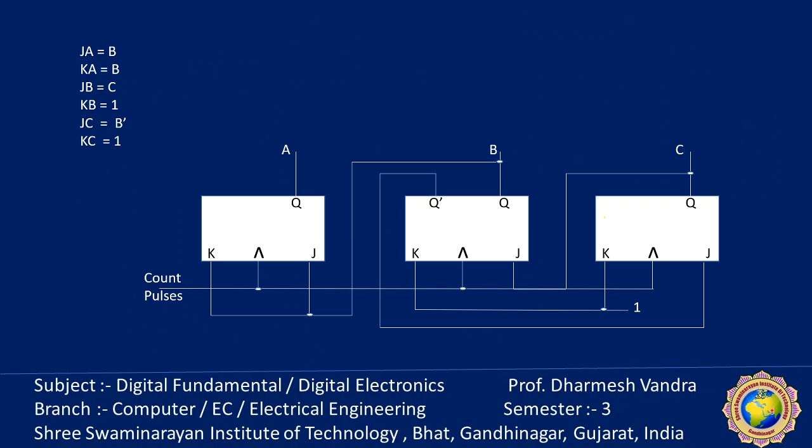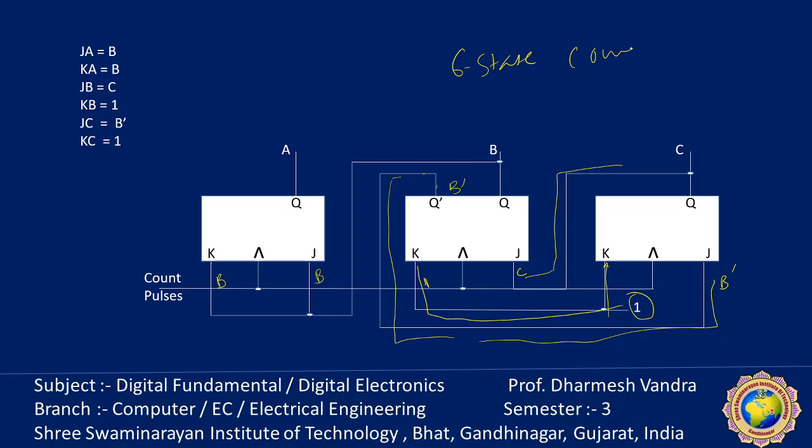So this is our circuit diagram where JA is the B, JB is the C, this KB is equal to 1, similarly KC is also 1 and JC is equal to B dash. So this circuit behaves like a 6-state counter circuit.